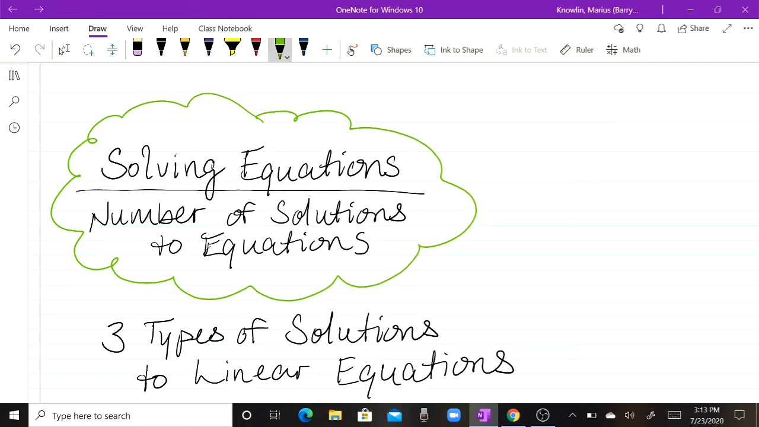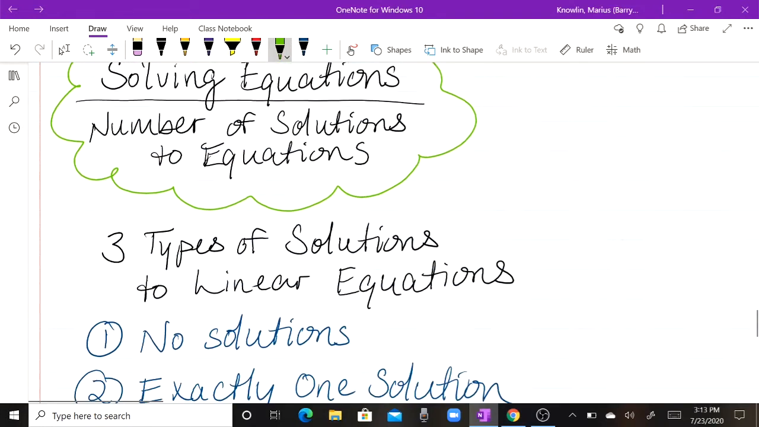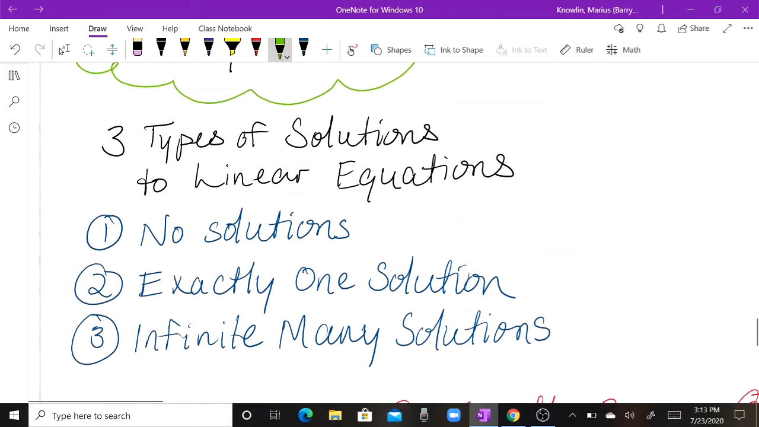Today's video, or today's lesson, will be about solving equations, but more specifically how to determine the number of solutions to an equation by solving the equation. So first we need to start off with the fact that there are three types of solutions to linear equations. You have no solutions, exactly one solution, and infinitely many solutions. So really, to determine if an equation has one of these types of solutions, all we need to do is solve it and look at the answer.